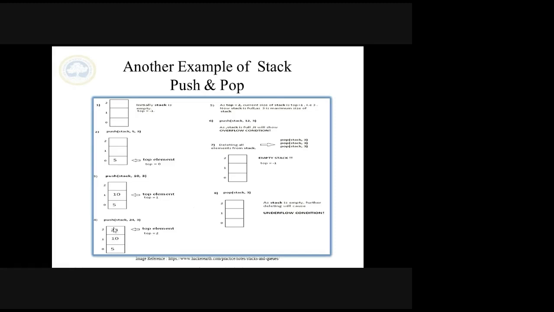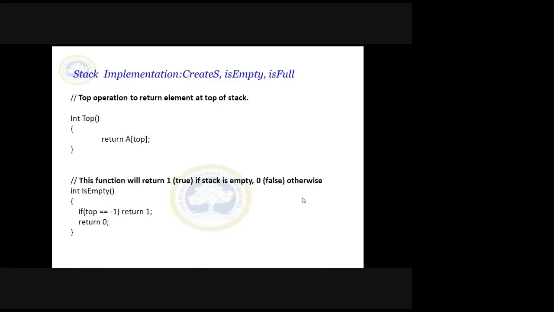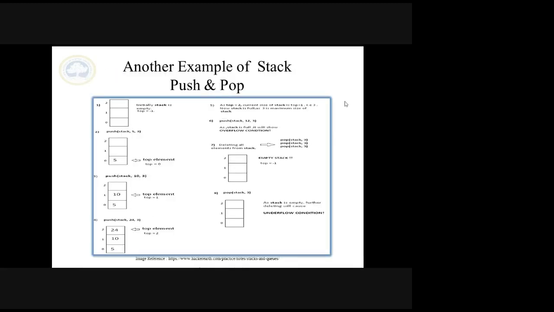As of now, I can see 0, 1, 2. My top is 2. As top is equal to 2, the current size of the stack is top plus 1, that is 2 plus 1, so my size is 3. The stack is full because I have fixed 3 as the maximum size of the stack. Now if I push 12 comma 3 as another element, since 5, 10, 24 are already there, it will tell me it is an overflow condition. Now you can pop the stack, and one by one the elements get deleted until it comes to an underflow condition. So this is the normal example of a stack.